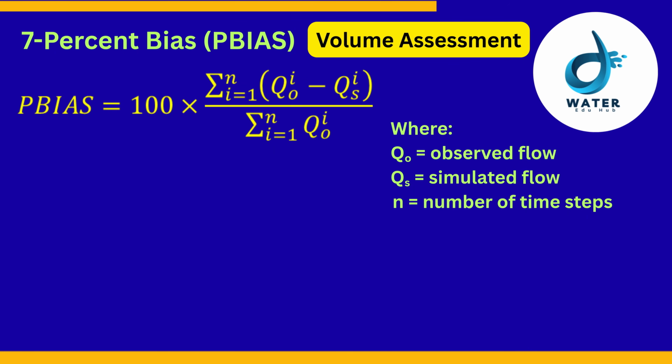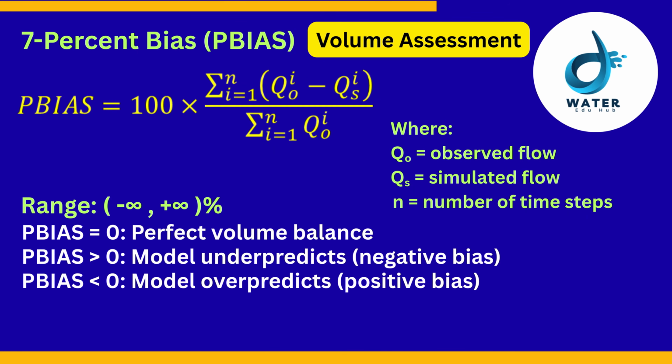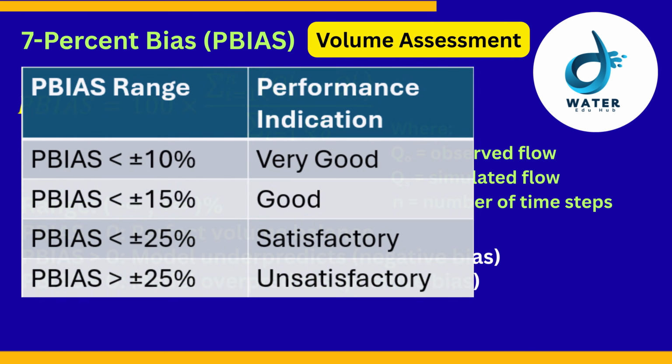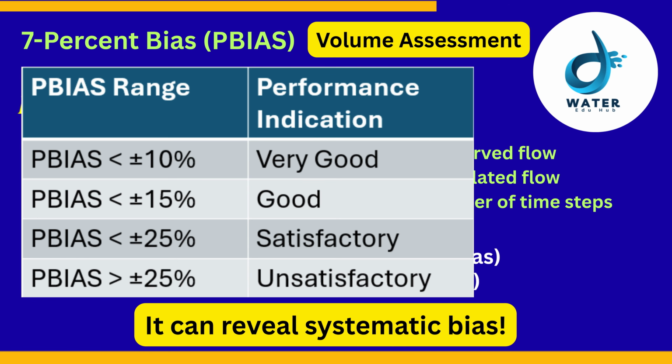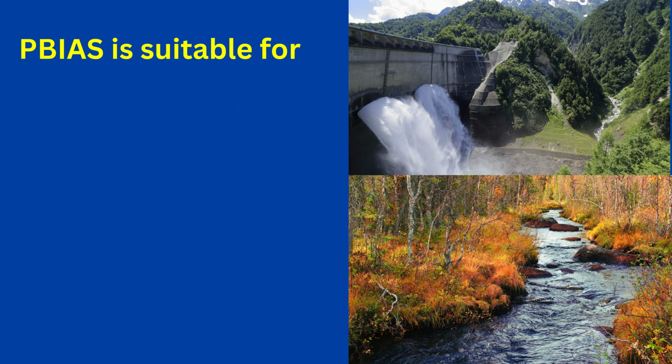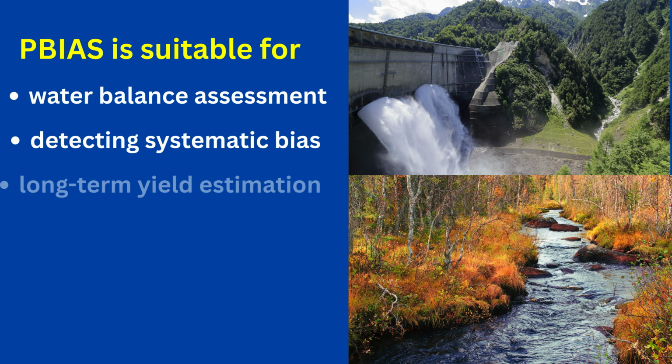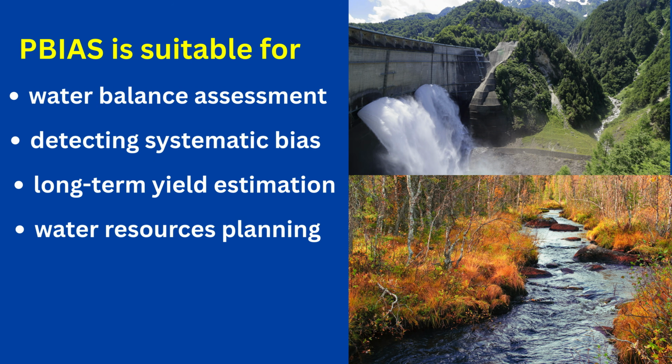Next is percent bias, or PBIAS. It focuses on total volume and offers a simple interpretation of volume error. It can reveal systematic bias invisible to NSE or R-square. PBIAS is suitable for water balance assessment, detecting systematic bias, long-term yield estimation, and water resources planning.